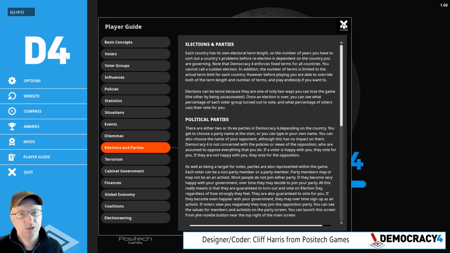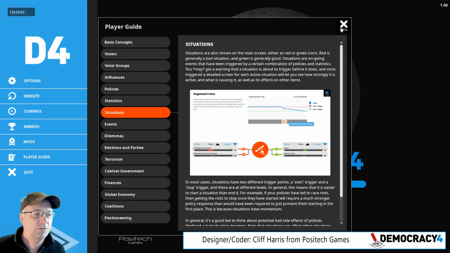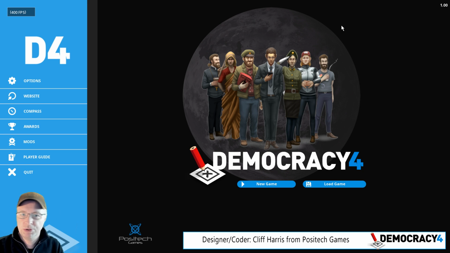Anyway, it's there, and it's also bound to F1, which is normally help in an application, and it's also in the game, and I'll show you how to get to it from in the game. But that's new. A lot of the stuff is new. Some of the text is similar. I need to give it another run through. Some is similar to Democracy 3 because some of the basic principles of what a voter is and a voter group is haven't changed, so it's needless to redo it. So anyway, player guide is new.